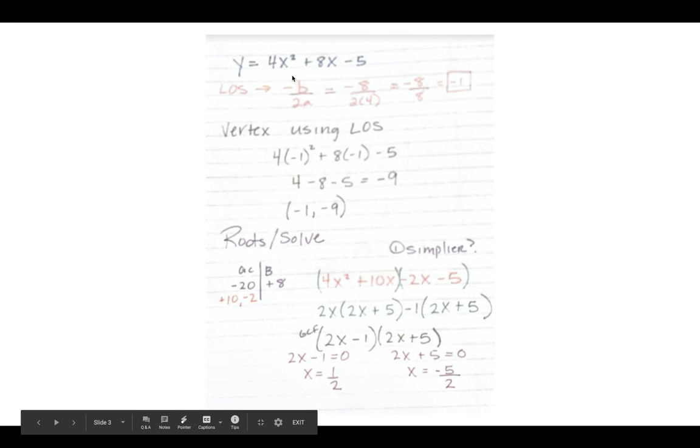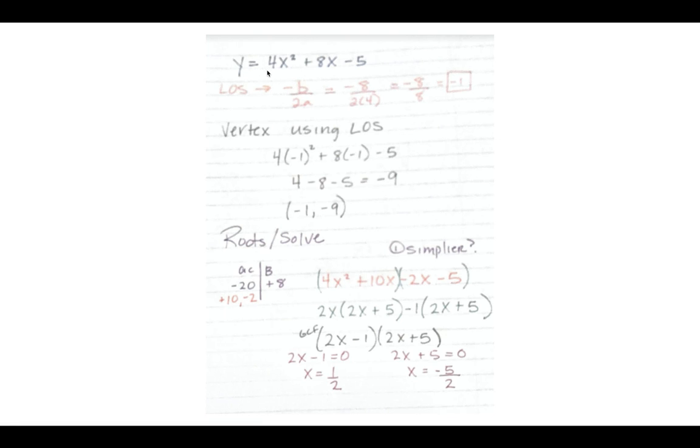The second question, I gave you a more complex equation with a equals 4, but I follow the same steps. Line of symmetry, opposite of b divided by 2a gets me -1 again. Using the line of symmetry, I put it back into the original equation, solve, and I got -9. So my vertex is at the point -1, -9.